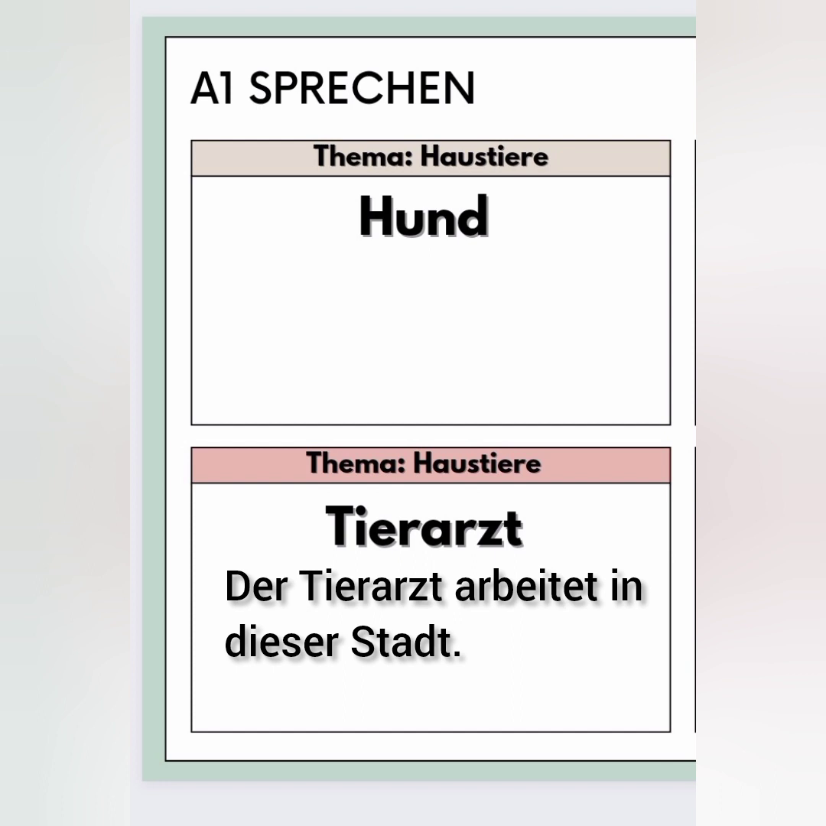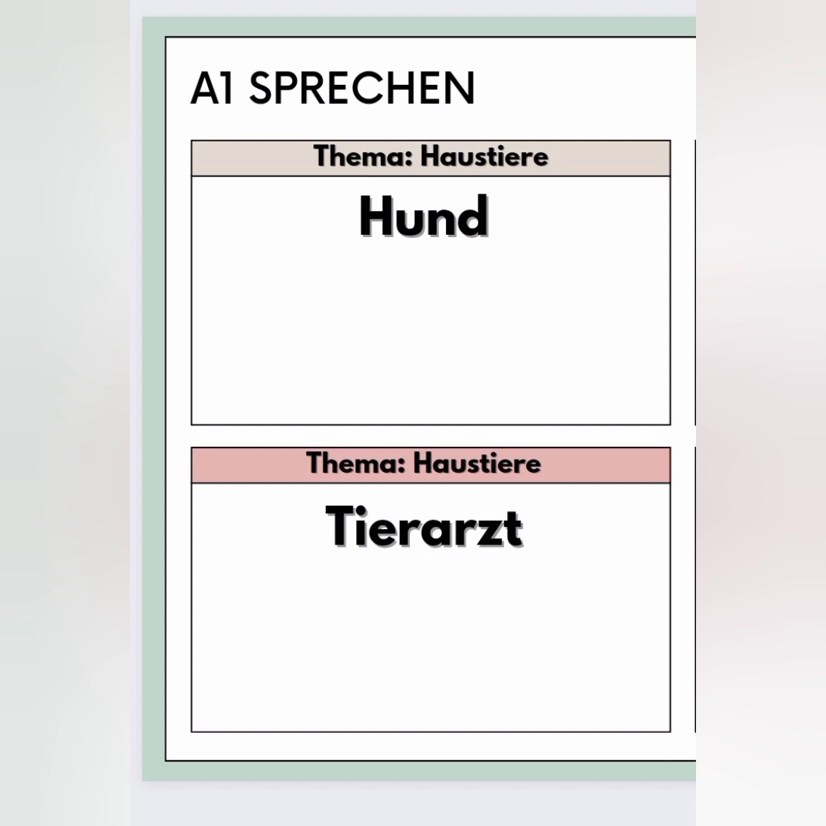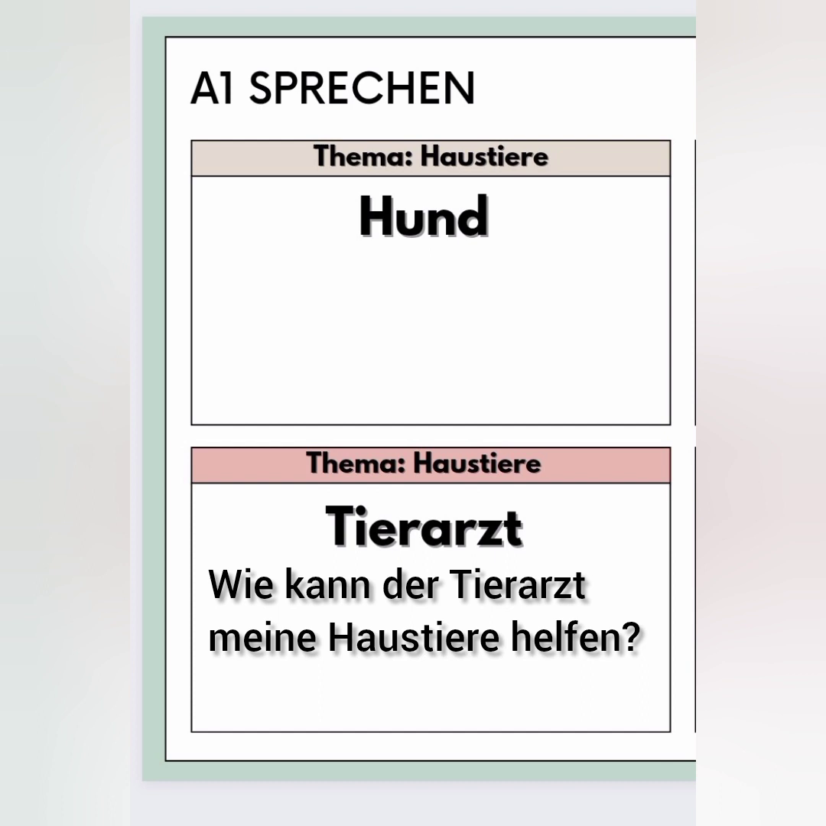Now let's go ahead and have the last question. You want to say, how can the vet help my pets? How can the vet help or assist my pets, right? So you say, wie kann, now be careful on this one because it's a modal verb. So, wie kann der Tierarzt meine Haustiere helfen? How can the vet assist my pets?